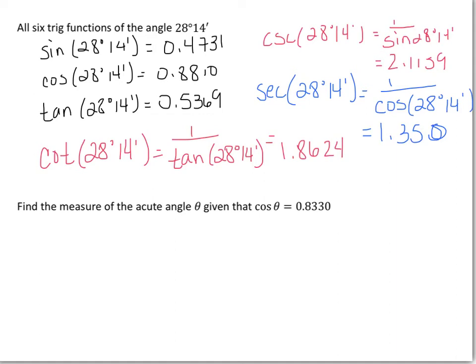This next question uses a technique that I call untrigging. Right now, we're looking for the measure of an acute angle given that we know the cosine. We already know the ratio. So we need to untrig this in order to find the value of the angle. The way we do that is by using the inverse cosine. So what you'll type into your calculator is this.